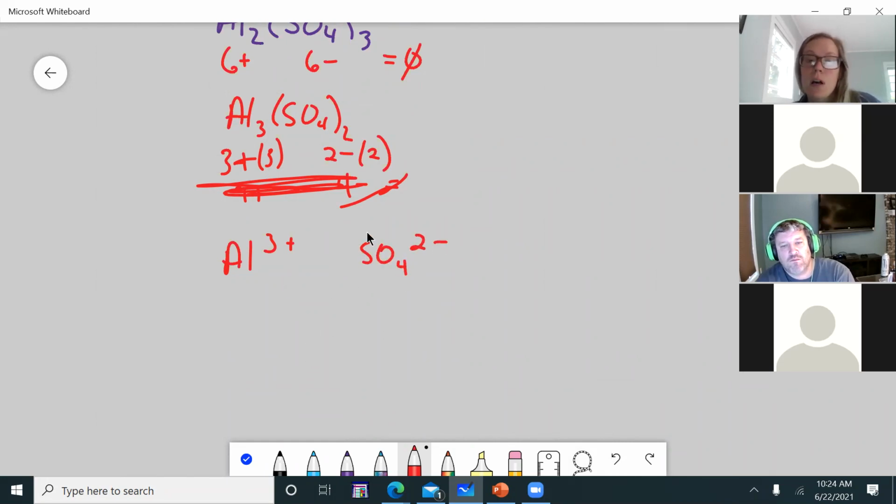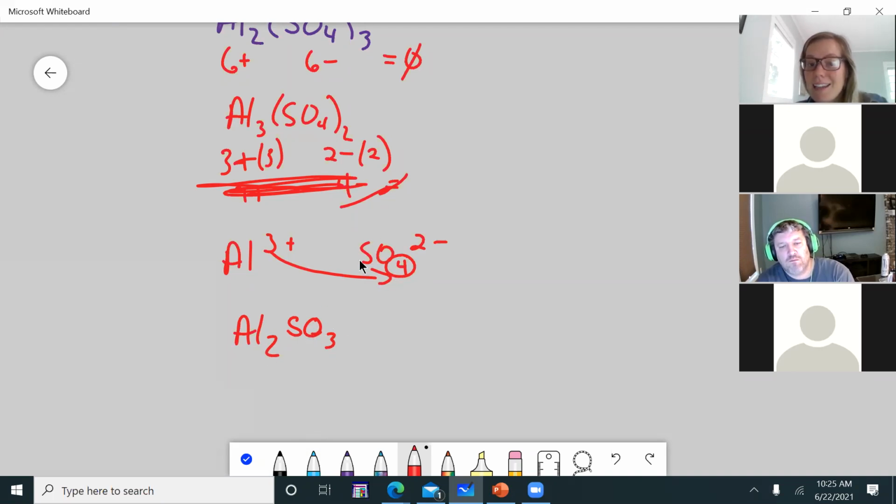So I'll get people who say, okay, I'm going to flip-flop this thing. And they'll go, aluminum, there's 2 aluminums, and I've got 3 of these sulfate things, whatever. So Al2 SO3, and I'm done. Okay, what has happened here? They've taken what was 4 oxygens and replaced it with 3. And now we have Al2SO3.